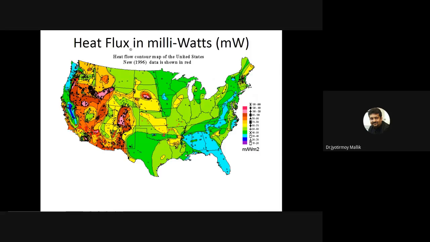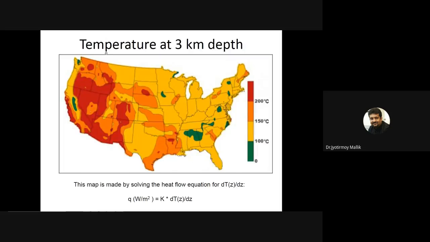Okay. So this is the heat flux as shown in the United States, and you can see that the heat flux varies at different places, right? I mean, it's not constant everywhere. So the temperature at 3 kilometer depth also varies spatially.